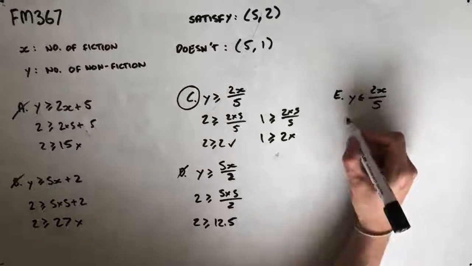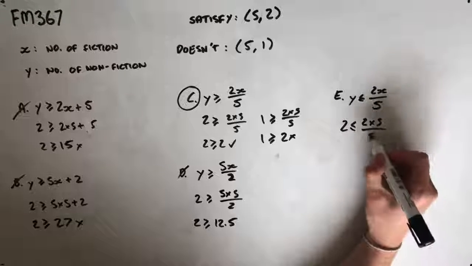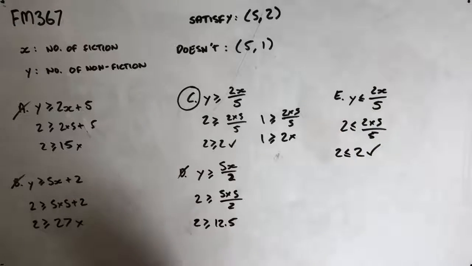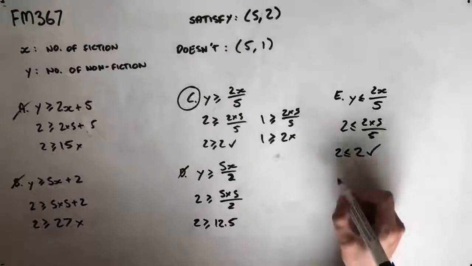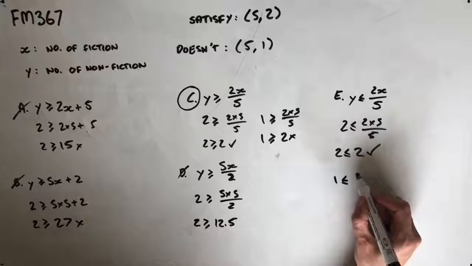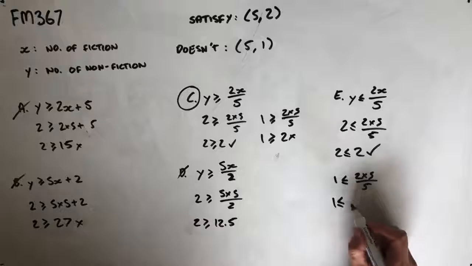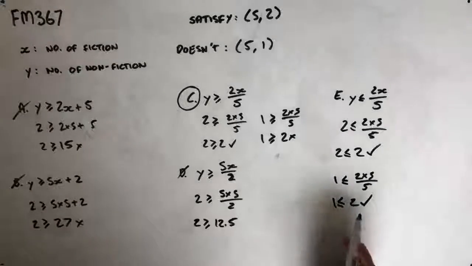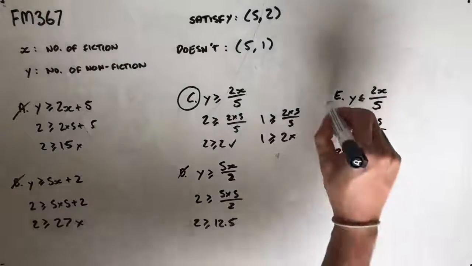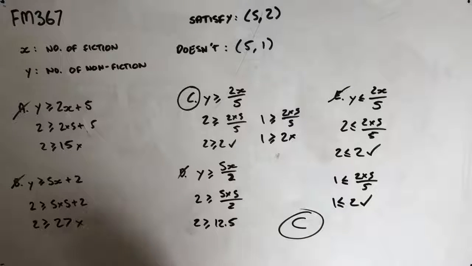And lastly, we have option E. So 2 is less than or equal to 2 times 5 over 5, so 2 is less than or equal to 2. This is correct. It satisfies the inequality just like we wanted it to. And if we look at the other condition, 1 is less than or equal to 2 times 5 over 5, which ends up being 1 is less than or equal to 2, which also satisfies that inequality. However, we don't want these conditions to satisfy that inequality. And so E is not our correct answer, meaning that C was in fact the correct inequality.